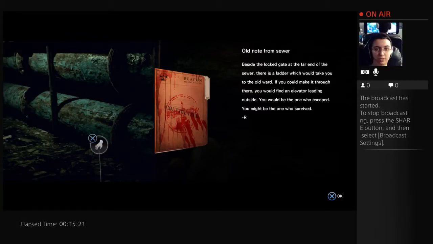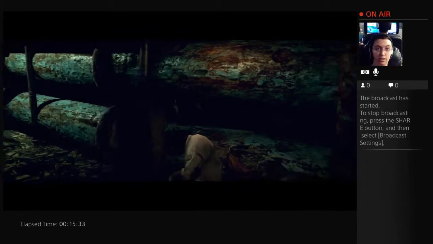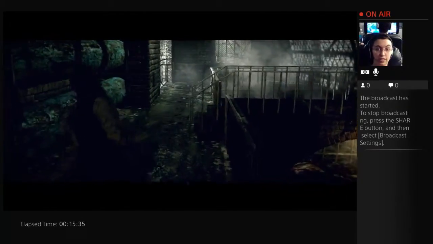Old note from sewer. Beside the locked gate, at the far end of the sewer, there is a ladder which would take you to the old ward. If you can make it through there, you would find an elevator leading outside. You would be the one who escaped. You might be the one who survived.